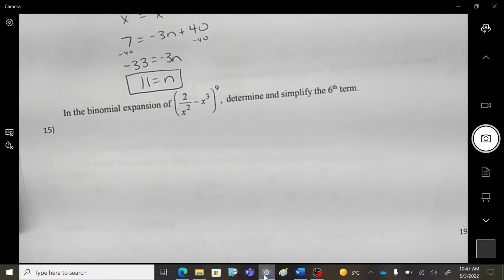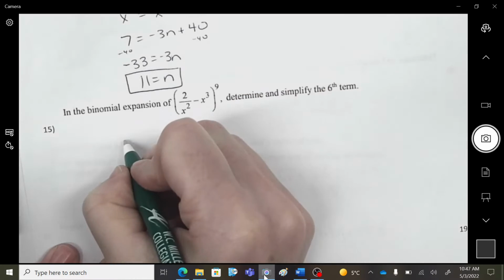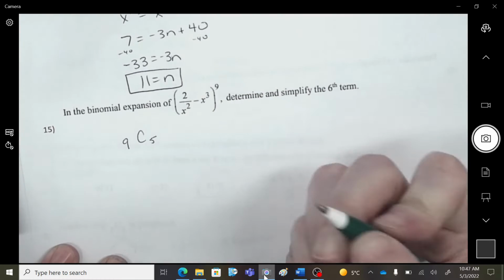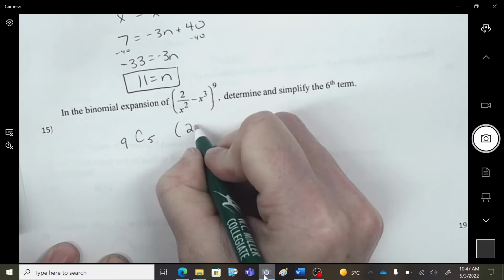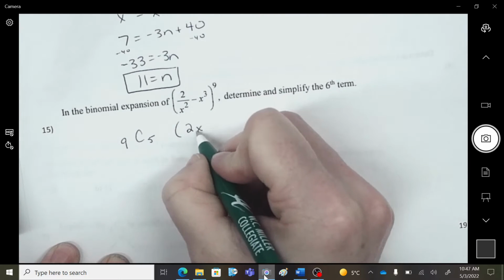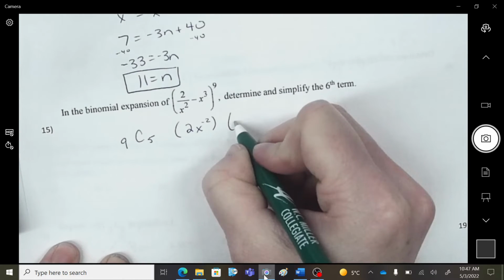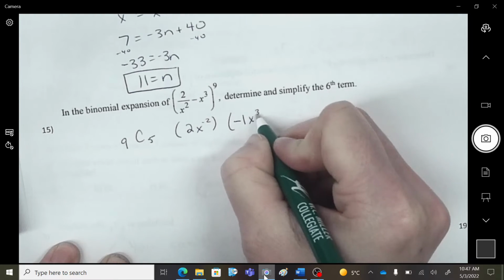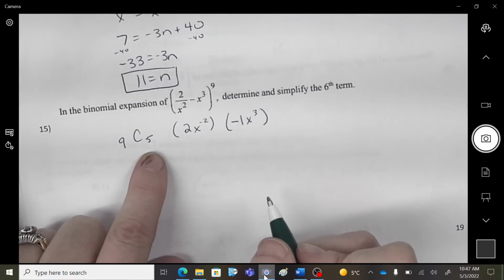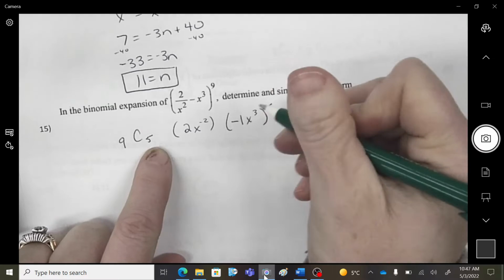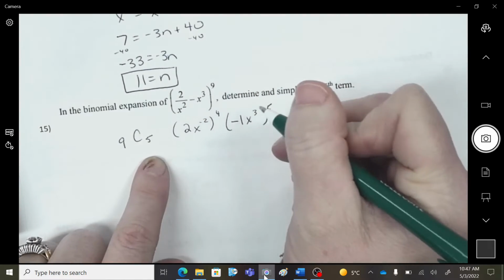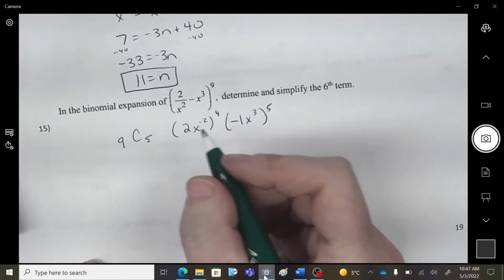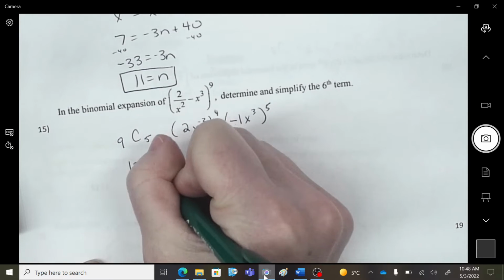Determine and simplify the sixth term. So in exponent 9, choose 5. The first unit is a 2x^-2. The second unit is a negative 1x^3. This 5 will match that exponent. This exponent would be the subtraction. In my calculator, the choose is a 126.